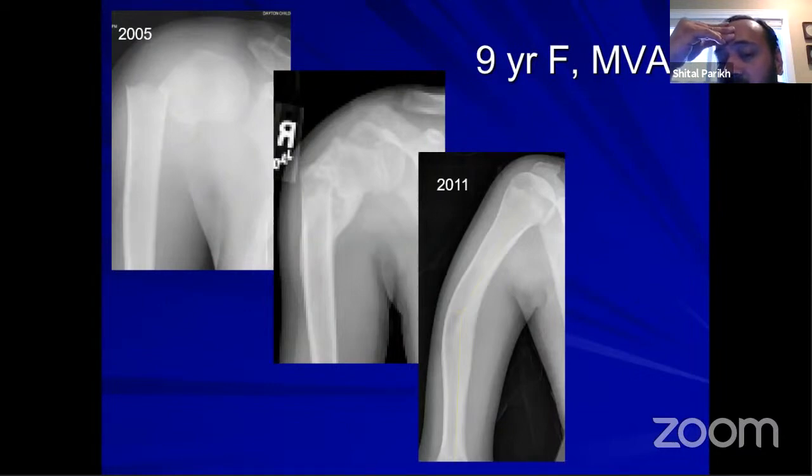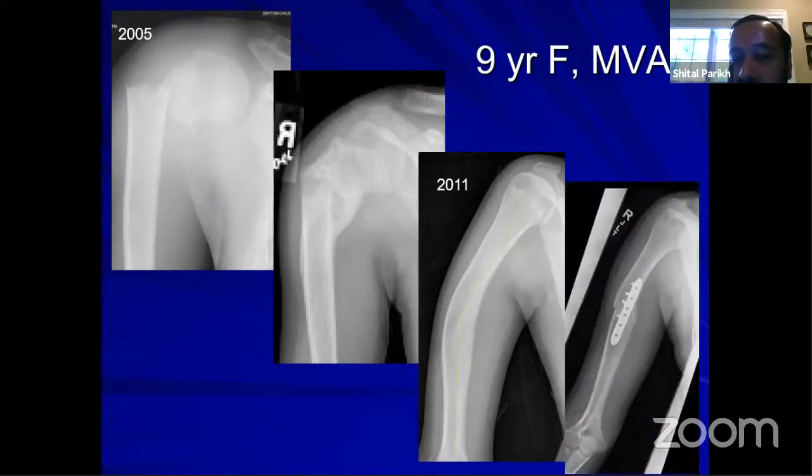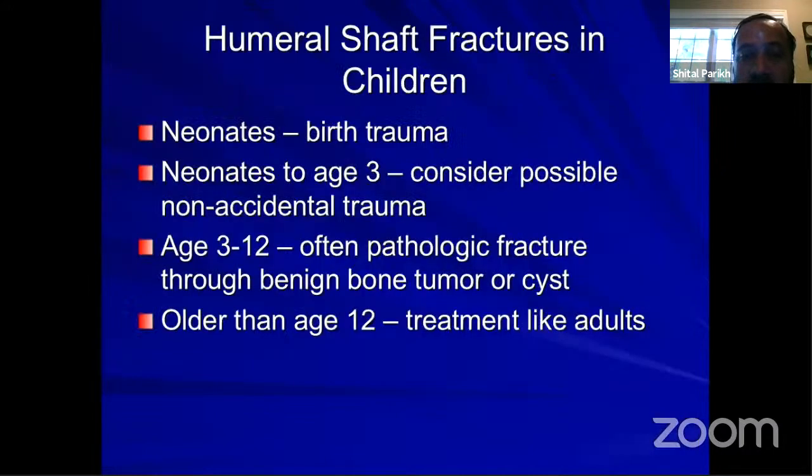And this patient had a significant symptomatic malunion of the humerus and underwent an osteotomy. So all fractures are not benign, and you have to be careful. An individual approach to a patient is what is needed.